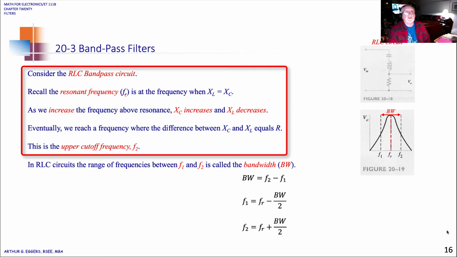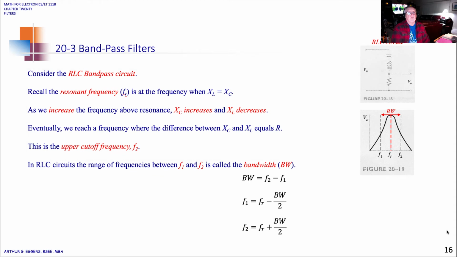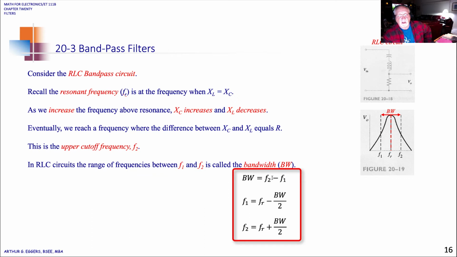So as we increase the frequency above resonance, X sub C decreases, X sub L increases. Eventually, we reach a frequency where the difference between X sub C and X sub L leaves us just R. So it equals R. So this is the upper cutoff frequency, F sub 2. So in an RLC circuit, the range of frequencies between F1 and F2 then becomes the bandwidth. And so we have these relationships that we can then use to calculate the bandwidth and the cutoff frequencies. And we'll see those. We're going to use them.